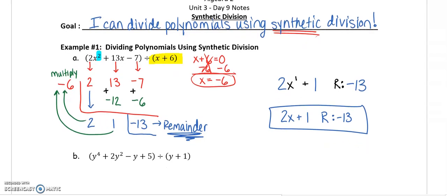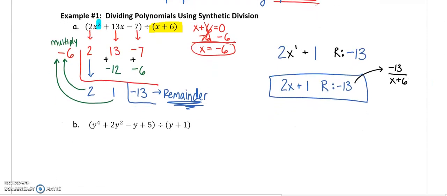Alright, sometimes you'll see the remainder written differently. Just in case that comes up, it could be written as the number divided by whatever you're dividing by, so x plus 6. Right? That's another way to write the remainder. Depending on which one your teacher prefers, that's how you'll write it. Alright, let's try another one.